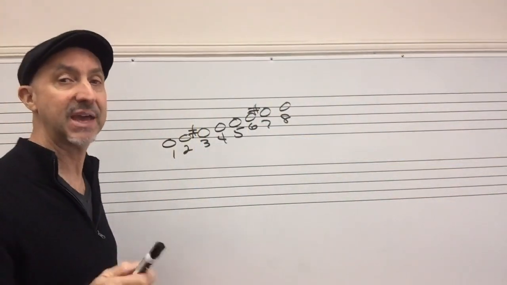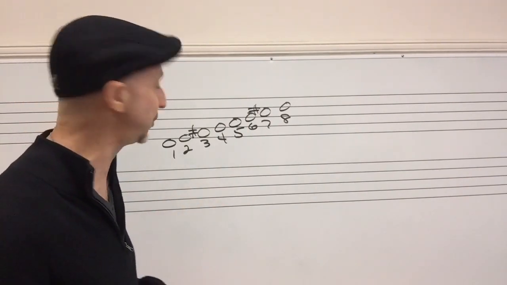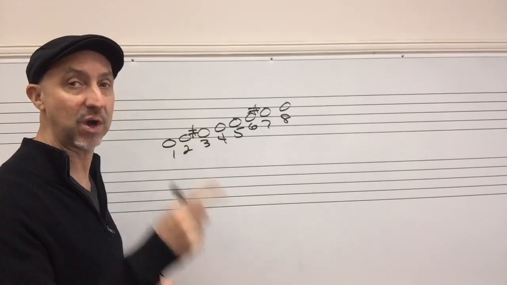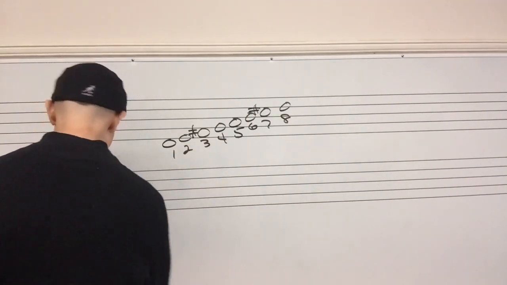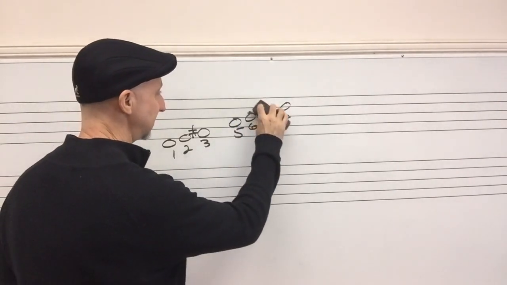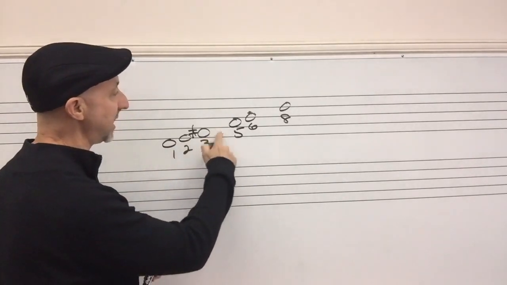So remember, here we have the D major scale. There's 2 sharps in D major, F sharp, and C sharp. The D major pentatonic, remember, just contains the 1, 2, 3, 5, and 6 of the major scale. So we've got D, E, F sharp, A, and B.